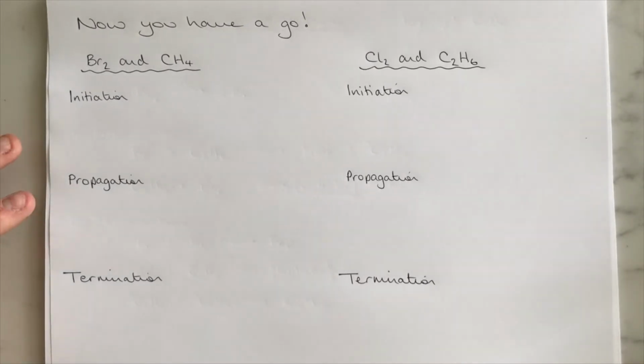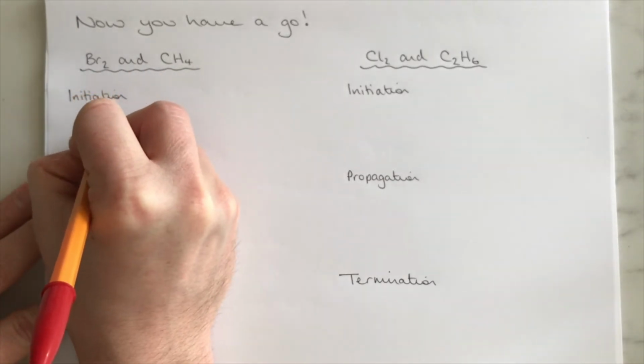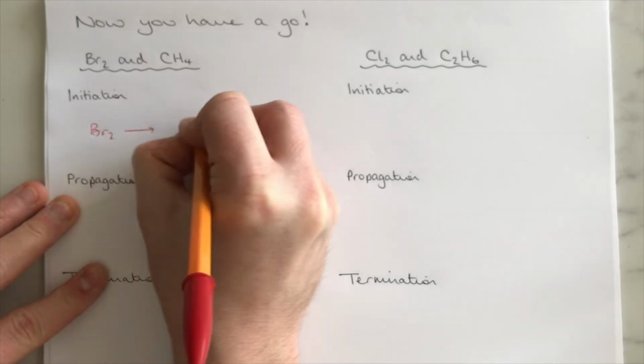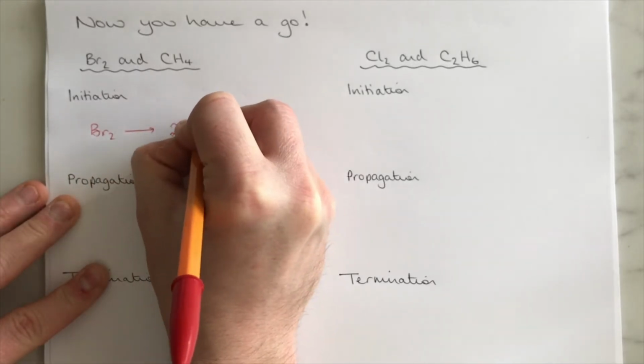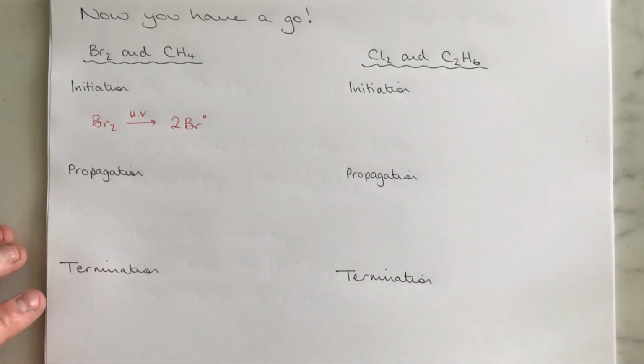Okay, right, let's have a look through those questions, and I'll do these in red so you can see them a bit more distinctly. So bromine with methane, our initiation step, our Br2 is going to split up into 2 lots of bromine radicals. We need UV light for that. Okay, so that's our initiation.